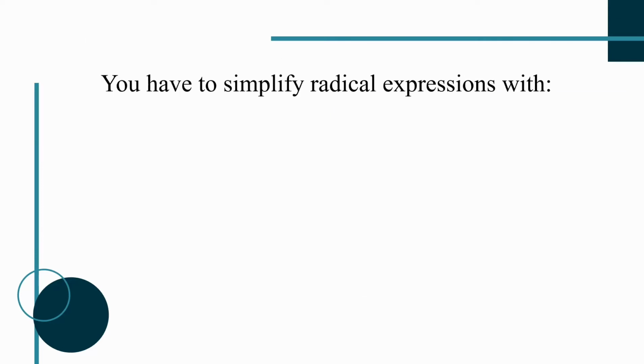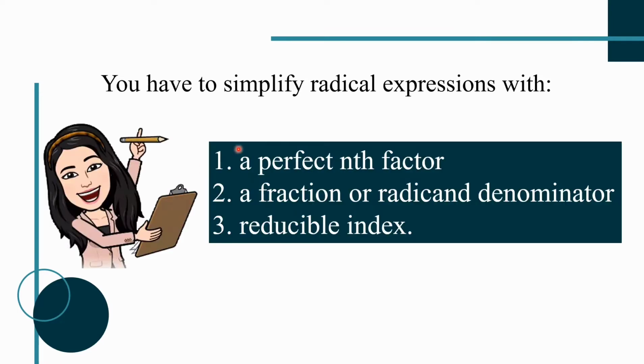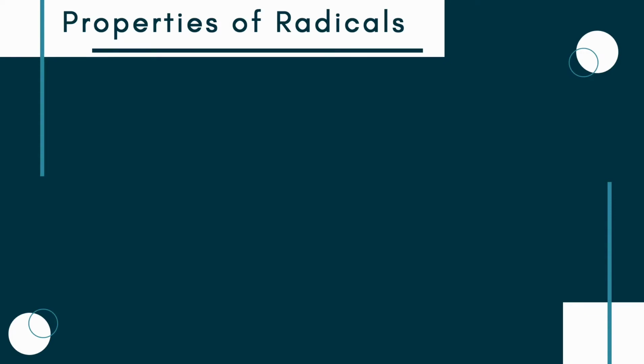To sum it up, you have to simplify radical expressions with the following conditions. Una, if we have a perfect nth factor, kaya pa natin siyang isimplify. And if there is a fraction or radicand sa ating denominator. And of course, if we can still reduce the index. Okay? So, tandaan lamang natin itong tatlong ito in order to know if we can still simplify the given radical expressions. We have different properties of radicals that would help us in simplifying radical expressions.